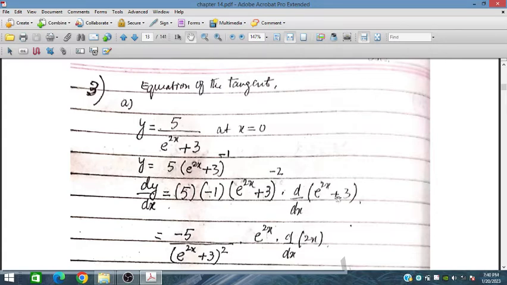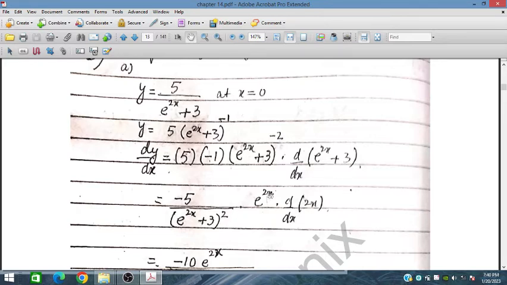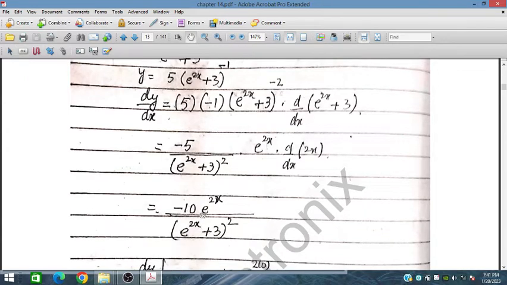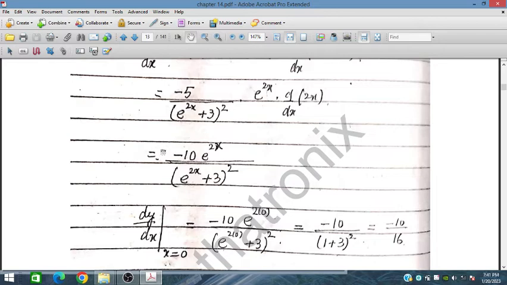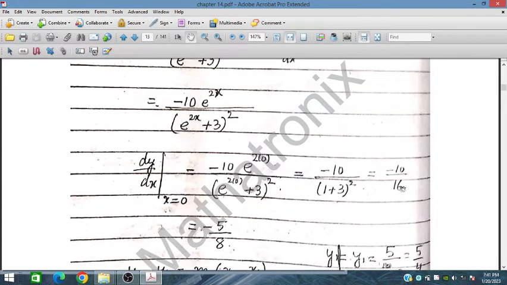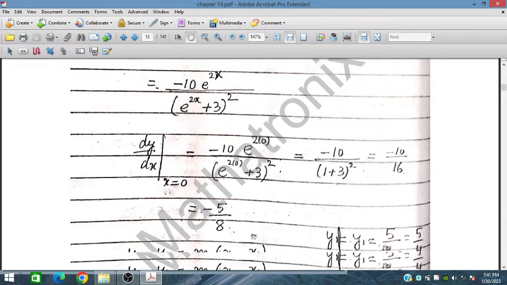So dy by dx of e power 2x plus 3. From here we have minus 5 e power 2x plus 3 squared in the denominator. For this we have e power 2x, and from 2x we have this 2, so this 2 will appear here. 2 times 5 is 10, so minus 10 e power 2x, and the denominator we have this. After this we have obtained dy by dx, and we place x is equal to 0 here and here. So we have obtained minus 10, and in the denominator 1 plus 3, so minus 10 upon 16, which is minus 5 upon 8. So minus 5 upon 8 is the answer.